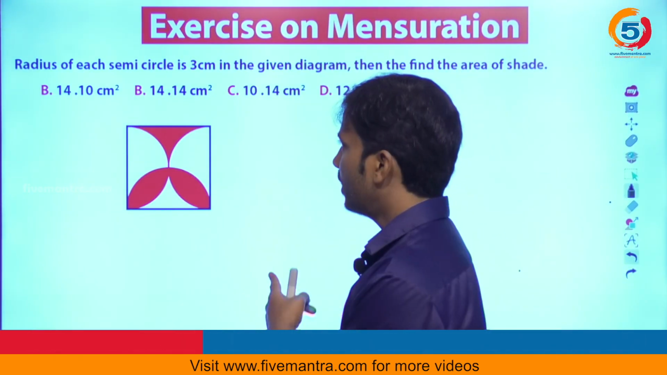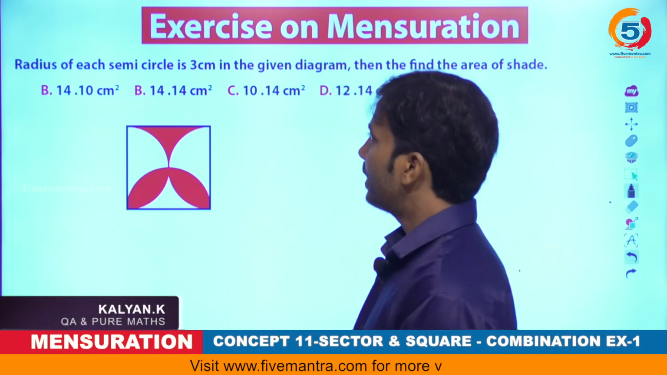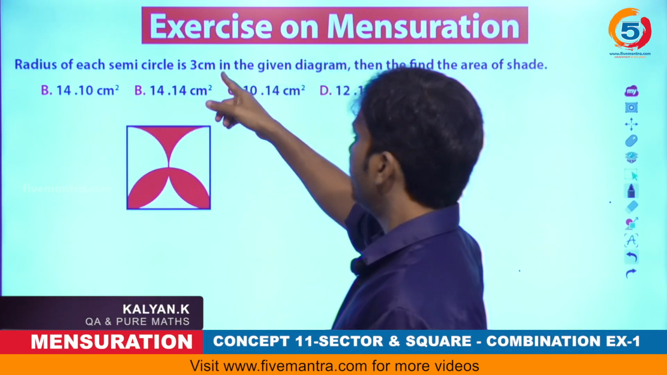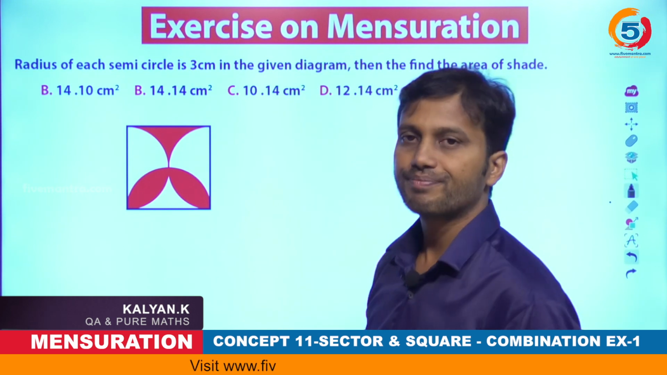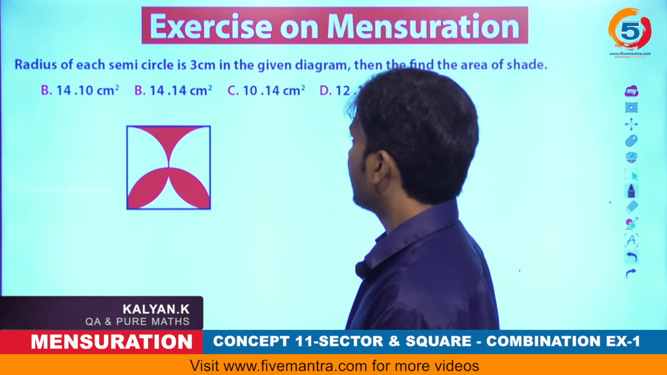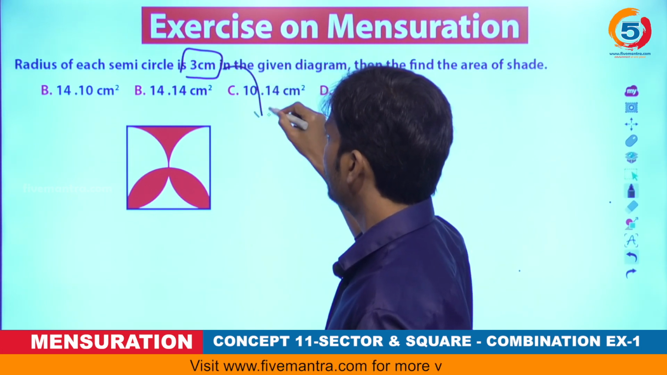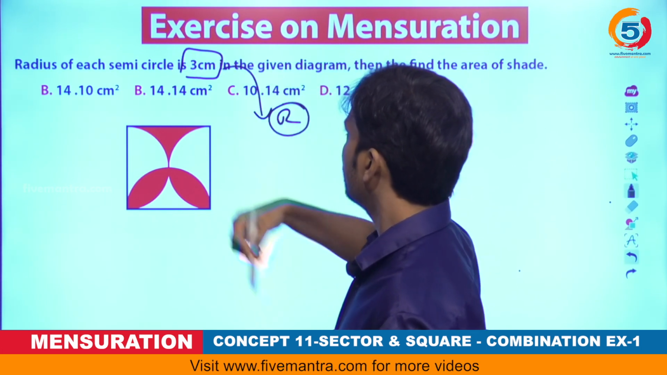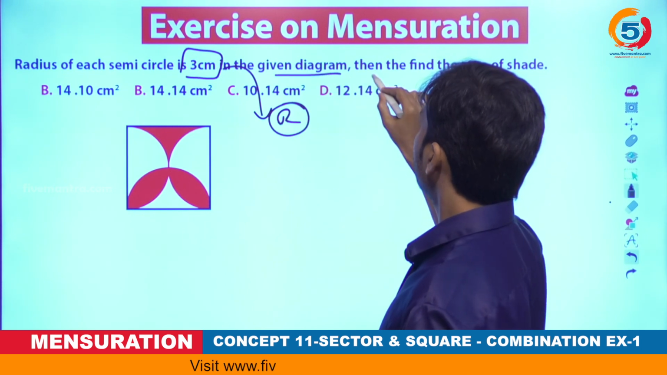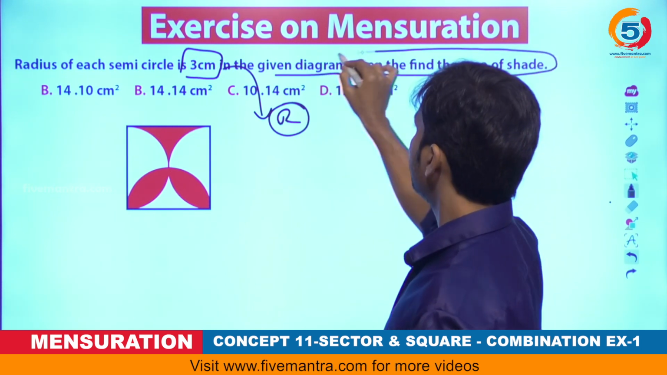So have a look at this, guys. Radius of each semicircle is 3 centimeters in the given diagram. So what is given? Radius. This is given as how much? Radius of each semicircle in the given diagram. Then find the area of shade.